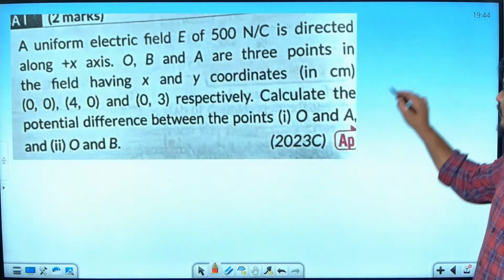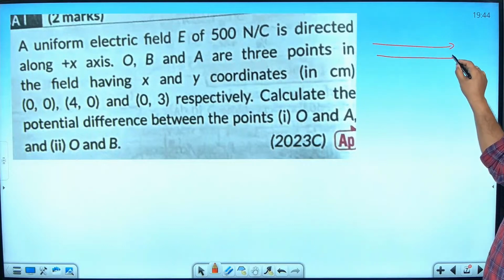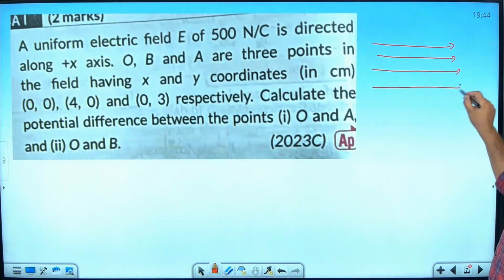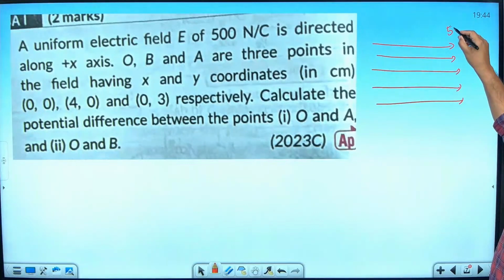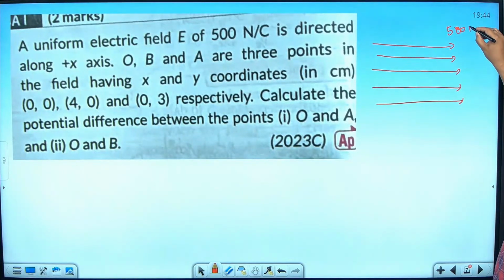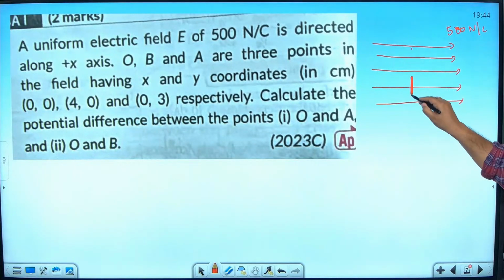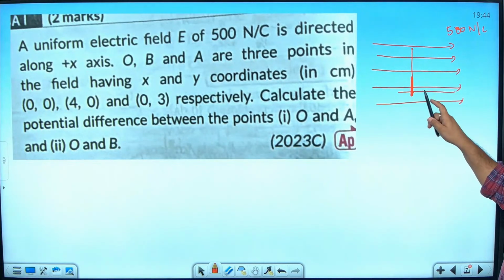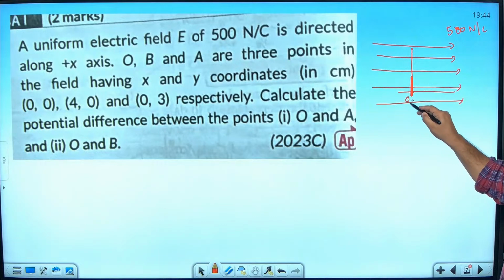See, they have told electric field is there like this, and the electric field value is 500 Newton per Coulomb, right? And they have given 3 points. If I am just taking the axis in this itself, then one point is 0 comma 0, that is origin.